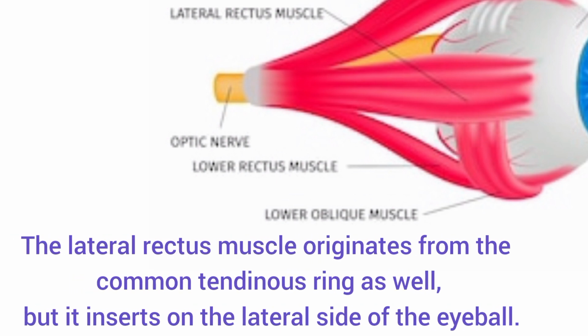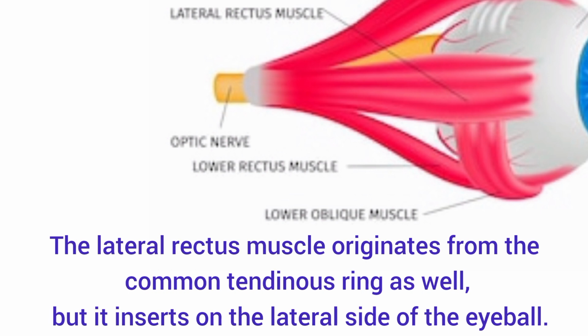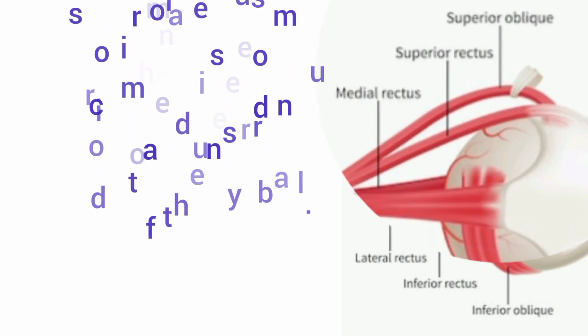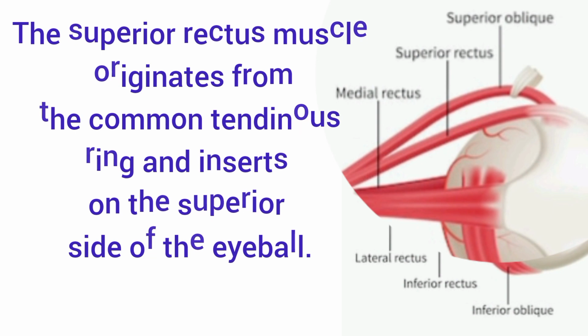The lateral rectus muscle originates from the common tendinous ring as well, but it inserts on the lateral side of the eyeball. As we can see, this is the lateral rectus muscle and where it attaches on the eyeball. Next is none other than the superior rectus muscle. The superior rectus muscle originates from the common tendinous ring and inserts on the superior side of the eyeball. This is the superior rectus muscle.